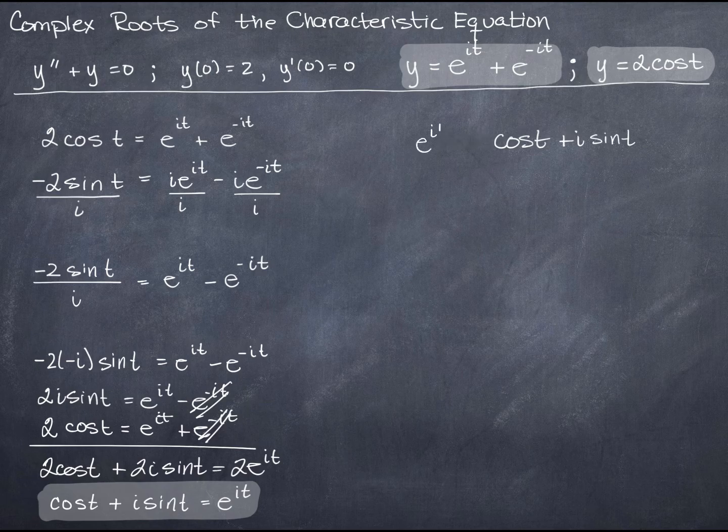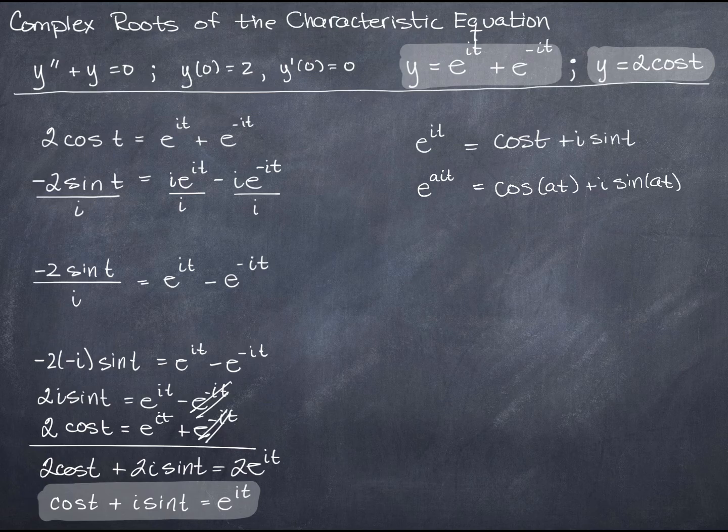E to the it. The main reason for that is simply that this is usually how we're going to see things, and we're going to want to rewrite them in this form. If we have e to the ait, where a is a real number, then that changes this side to the cosine of at plus i times the sine of at. That's going to be important when we go back to the problem we were originally trying to solve here.